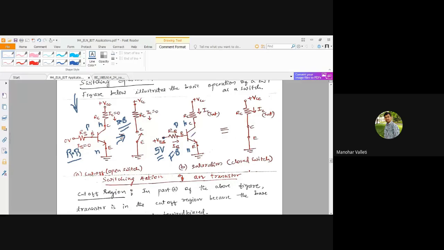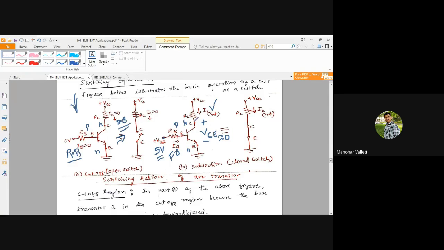Because this IB current is flowing, the IC current will also flow, as IC is equal to beta IB. Some IC current will flow. That current we are calling saturation, some maximum current will flow. So that is the IC saturation current. Because of this IC saturation current, even though you applied VCC here, most of the voltage will drop across the RC because of the high IC current. So the IC RC drop is more, and the voltage effectively appearing across VCE is almost equal to zero.